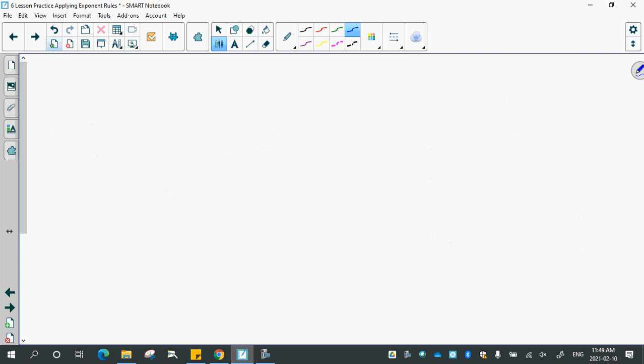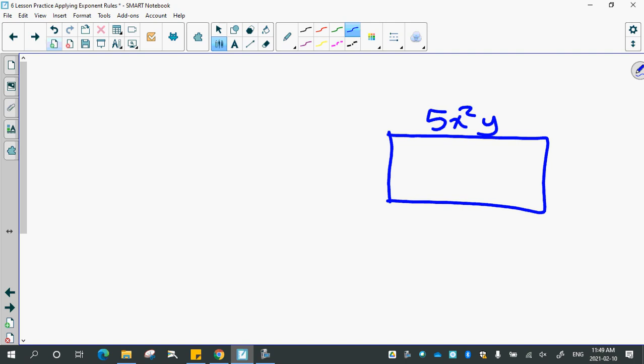So this time I'm going to tell you the area and the width, and you're going to find the length. So 5x squared y, and the area is 40x cubed y squared. And then you're trying to figure out what the length is. What's the length if the area is 40x cubed y squared, and the width is 5x squared y?